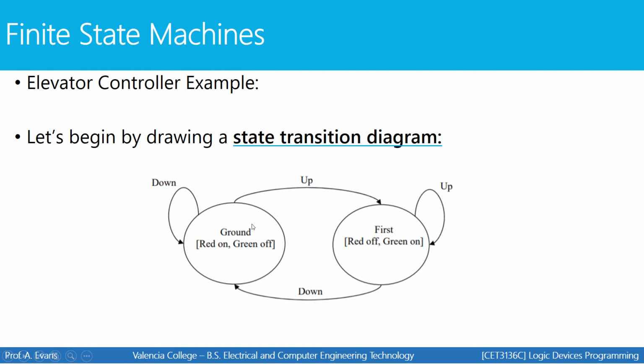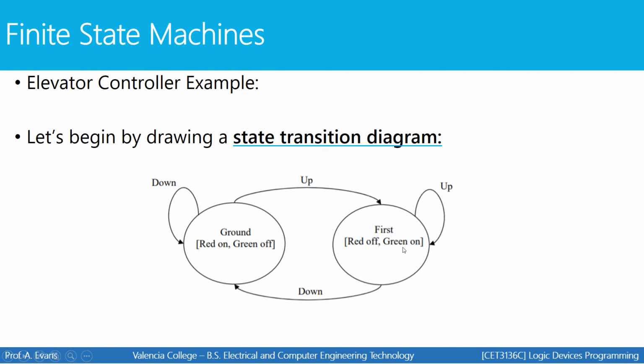So we have 2 states. Basically, we're either going to be at the ground floor or we're going to be at the first floor. Our output is going to tell us whether we're at the ground floor and the first floor. Our output is also going to include 2 lights, red and green. If you're on the ground floor, the red should be on, the green should be off. If you're on the first floor, the red should be off and the green should be on.